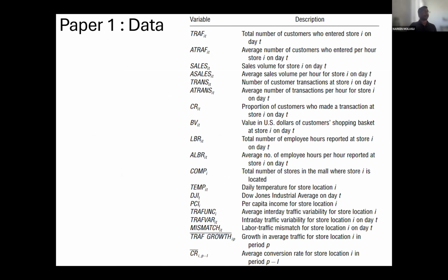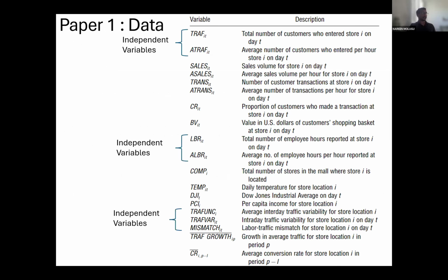So they collected a data set from an apparel retailer in Europe, from 41 different stores, and they measured all of these attributes. The independent variables in their study, a few of which are listed here, each have an average, which is the average over the number of hours in a day. So each variable, if it is prefixed with A, is the per hour value of the corresponding variable.